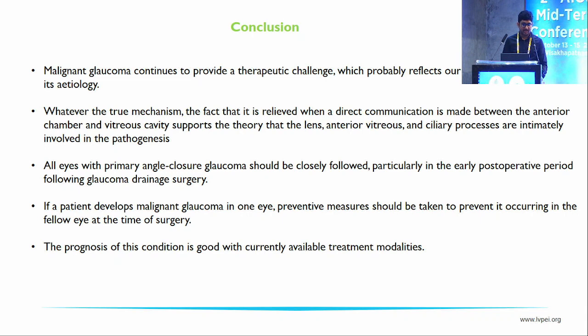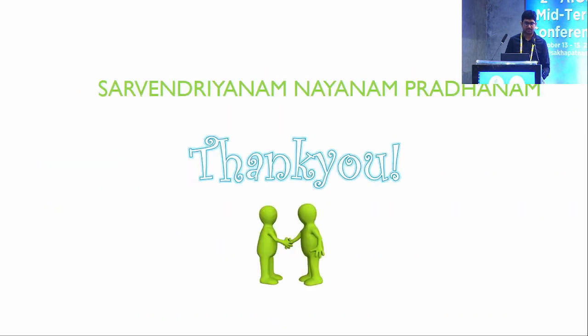All eyes with primary angle closure glaucoma should be closely followed, particularly in the early postoperative period following glaucoma surgery. If a patient develops malignant glaucoma in one eye, preventive measures should be taken to prevent it occurring in the fellow eye at the time of surgery, and the prognosis of this condition is good with currently available treatment modalities. Thank you.